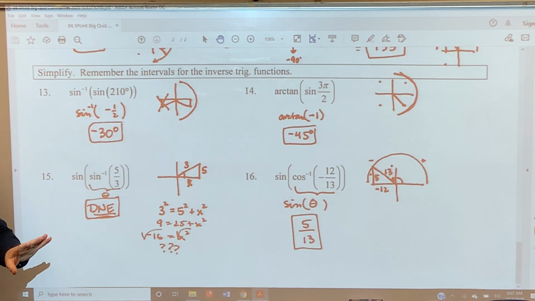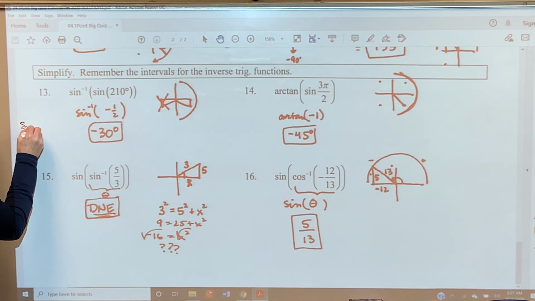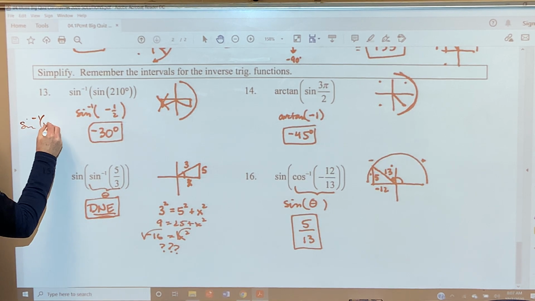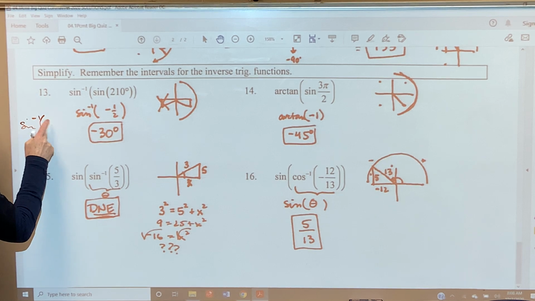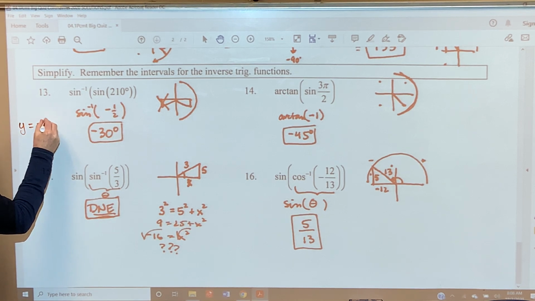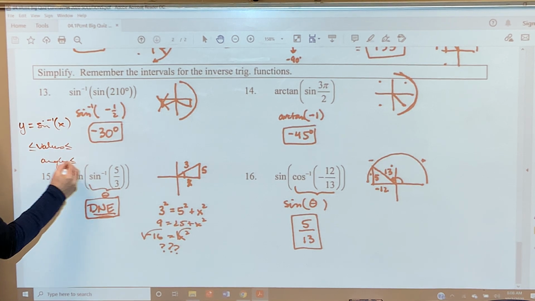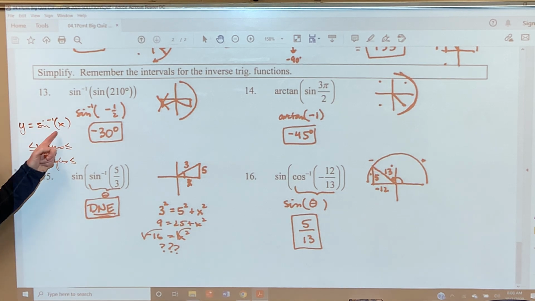I can tell you this. Do you remember the intervals that you wrote down? I gave you this, the inverse sine of, I don't remember how I worded it. On one of your worksheets, it said something like y equals inverse sine of x. And I said, what do the angles have to be in between? Do you remember that? And what is x, a value or an angle?